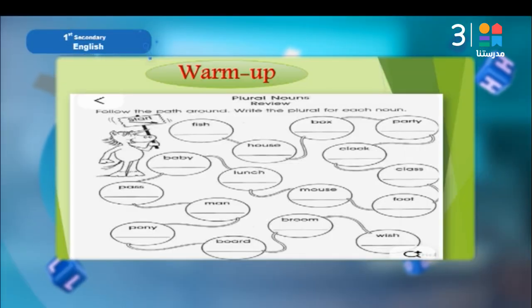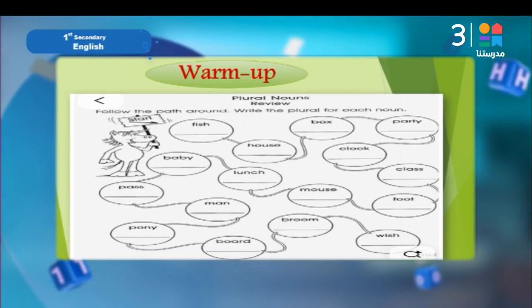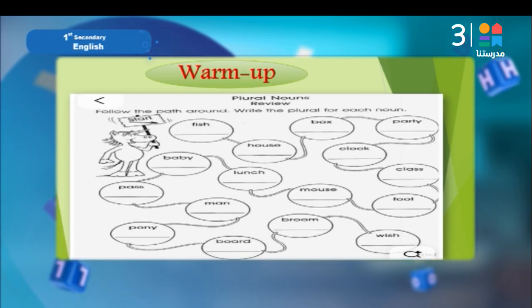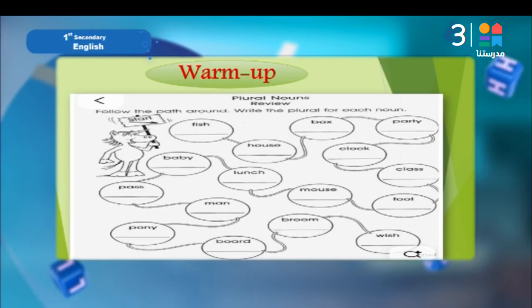If we look at the screen, we can find here a chart. Can you see what is in the chart? Plural nouns. Yes, our grammar for today is talking about plural and singular nouns, countable and uncountable nouns. But let us make a nimble review on what we have taken before about plurals. How can we make a plural from a singular noun? Let's look at the screen and play the game together.